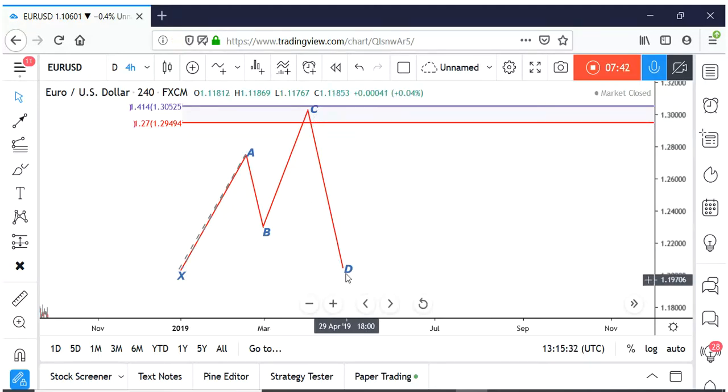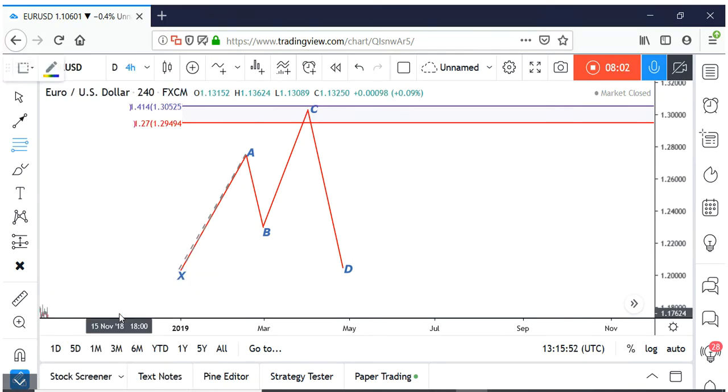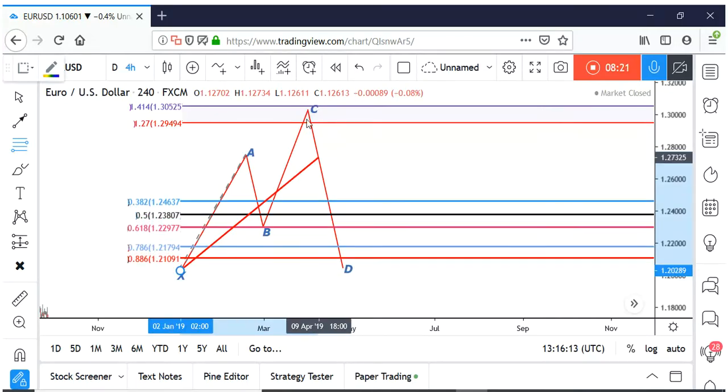And then to get your D leg, this is where you buy. This is an important zone. This is where you place your buy trade. The D completion is where you wait to buy. To get your D leg, you need the fib retracement. The only time you need the fib extension is to measure your C leg. So to get the D leg, we take our fib retracement and then we measure from X to C.